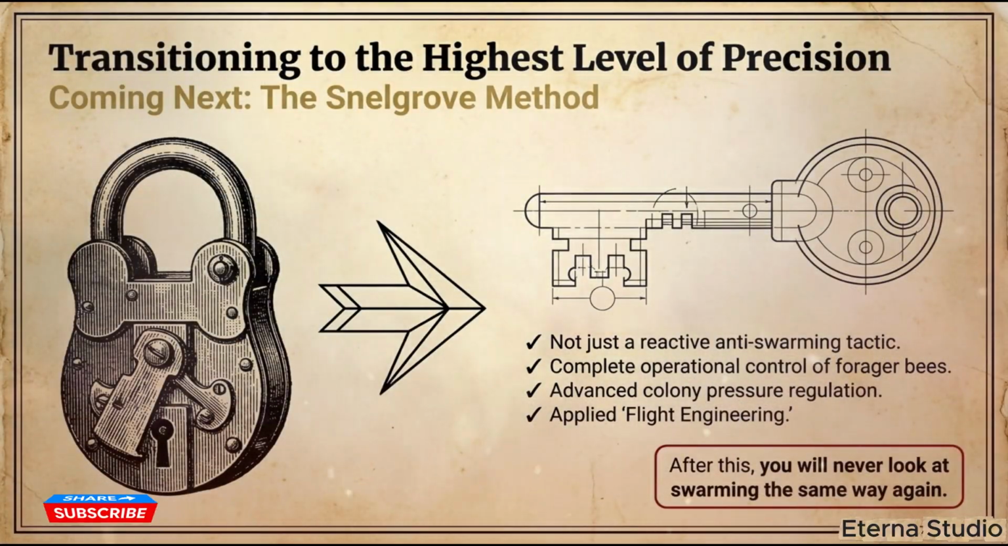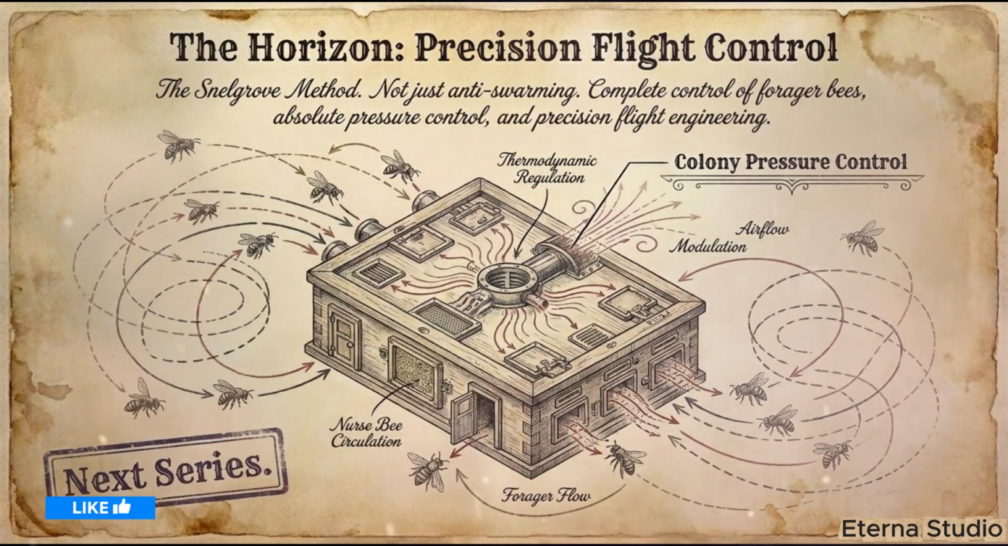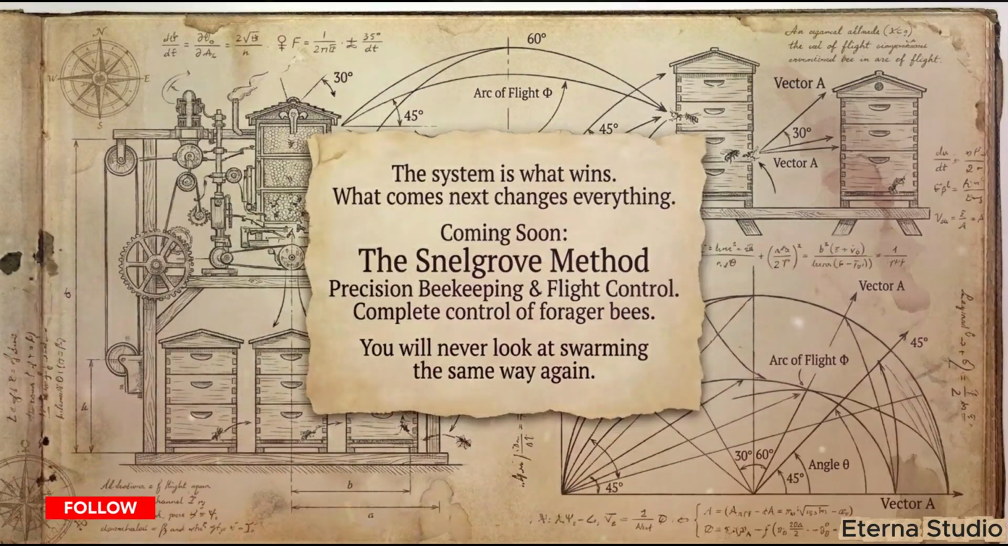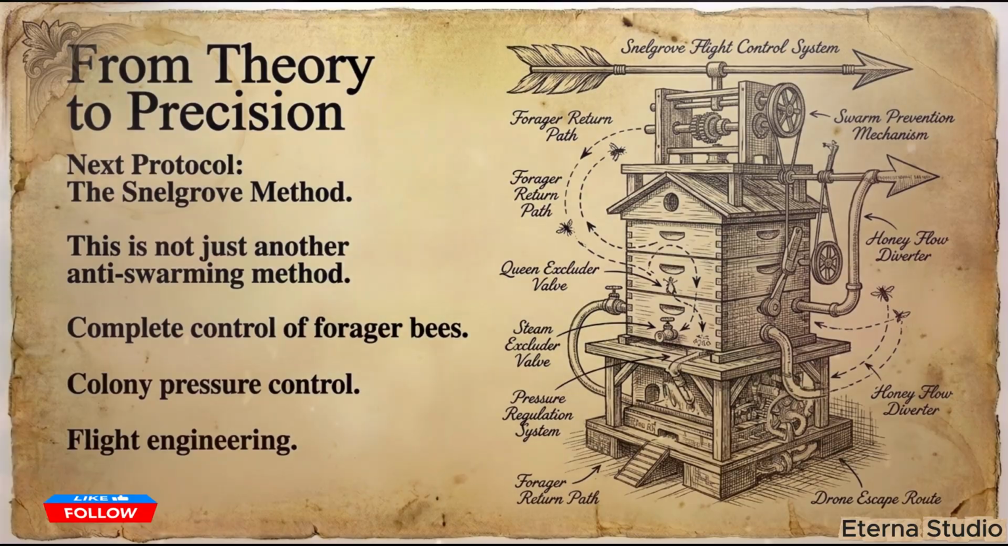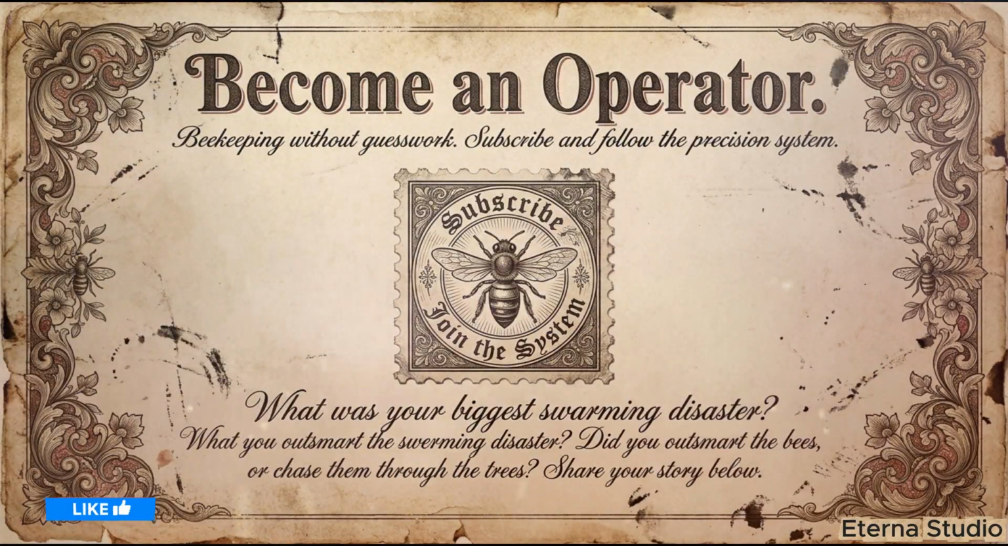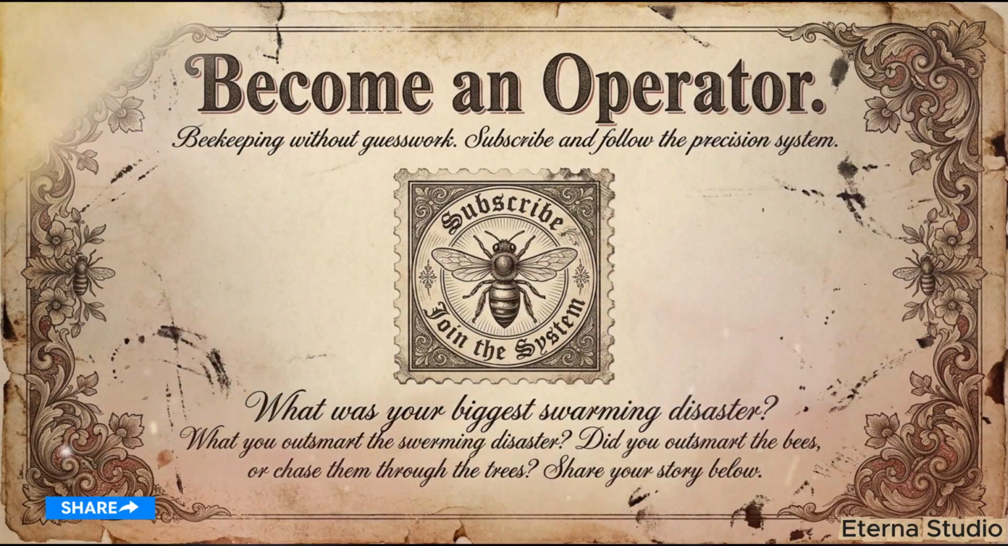The next series we are preparing goes even deeper into the very core of bee control. We are moving from theory to the highest level of beekeeping precision. Next series, the Snelgrove method, precision beekeeping, and flight control. This is not just another anti-swarming method. This is one of the most precise systems ever created. We will talk about complete control of forager bees, colony pressure control, and flight engineering. After that series, you will never look at swarming the same way again.